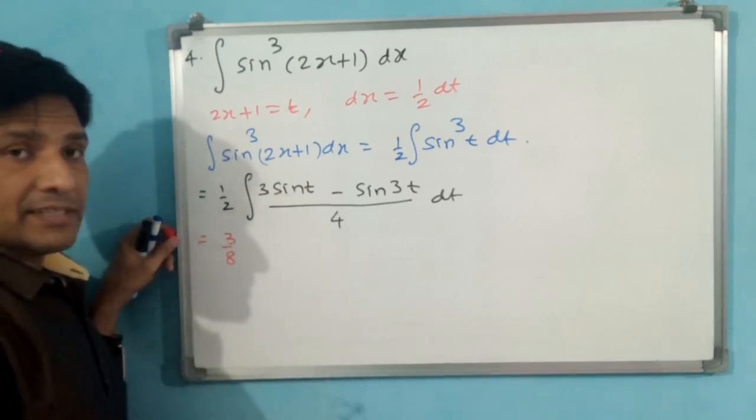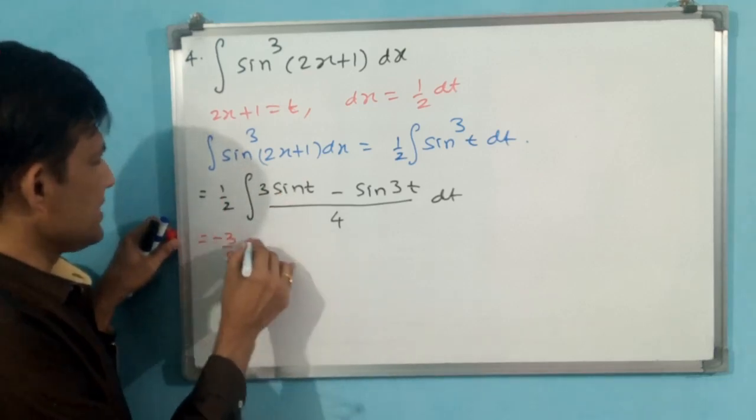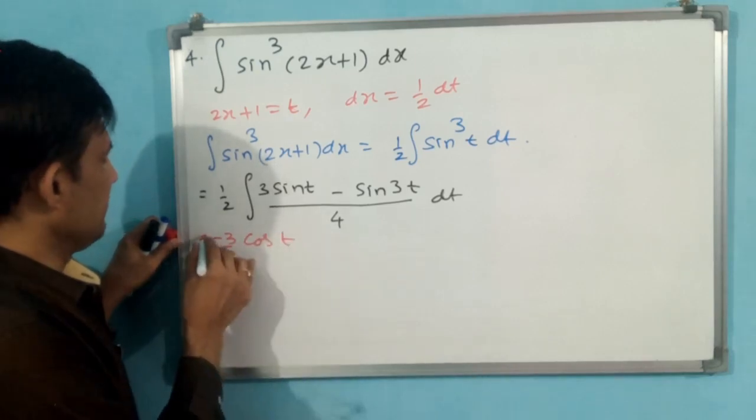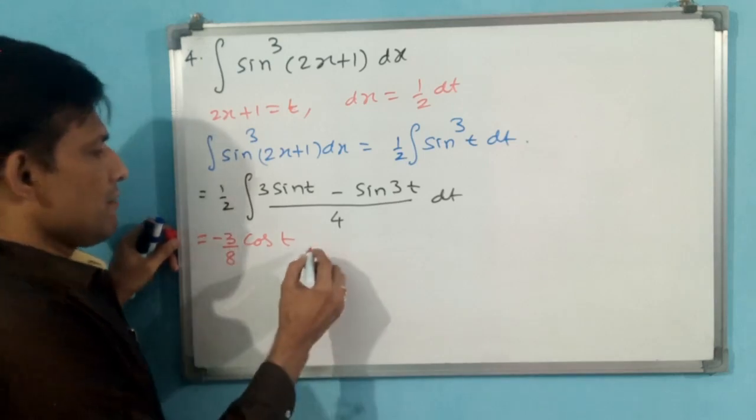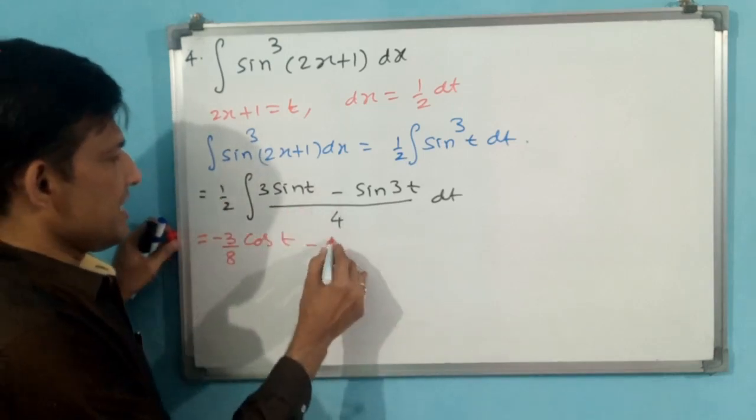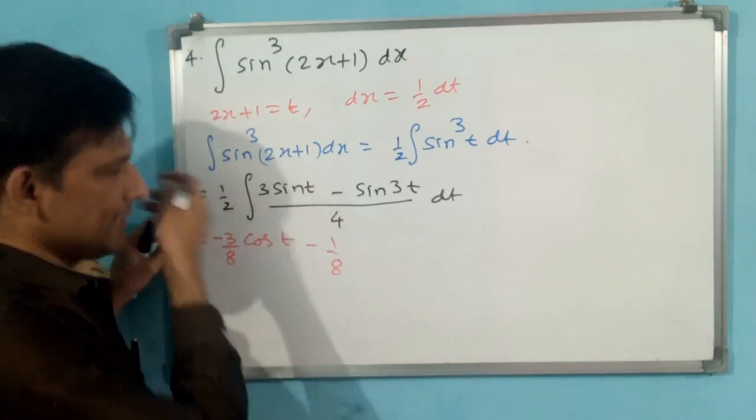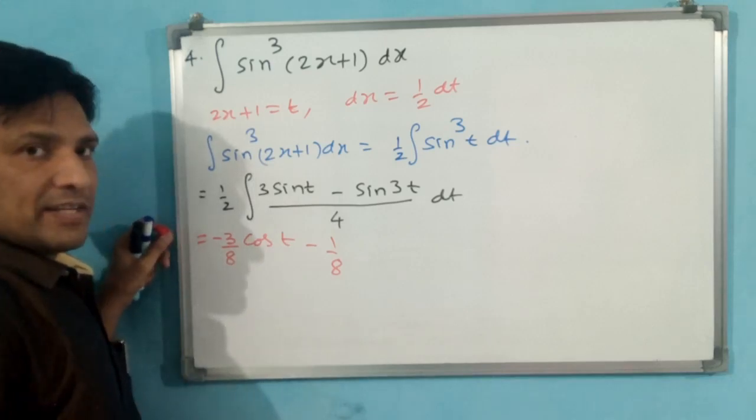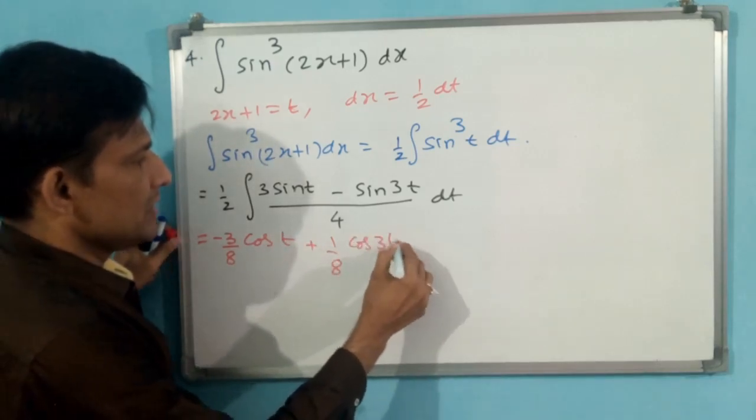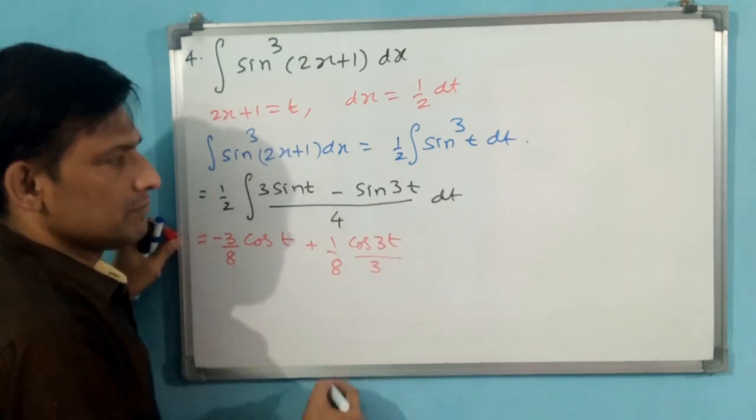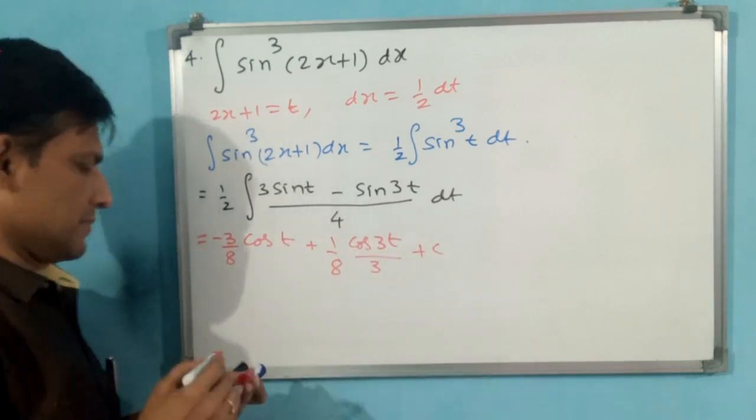3 integral sin t is minus cos t. That means minus cos t. Again minus 1 by 8, integral sin 3t is minus cos 3t. Minus and minus means plus, so you make it cos 3t, but again a 1 by 3 will come, plus c. Okay.